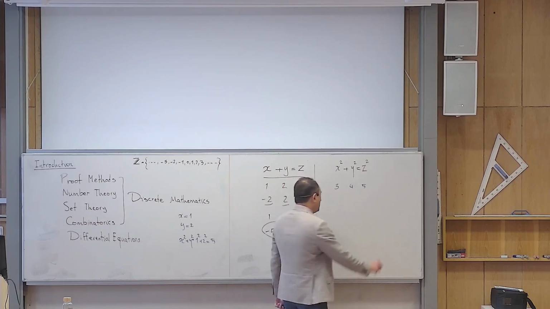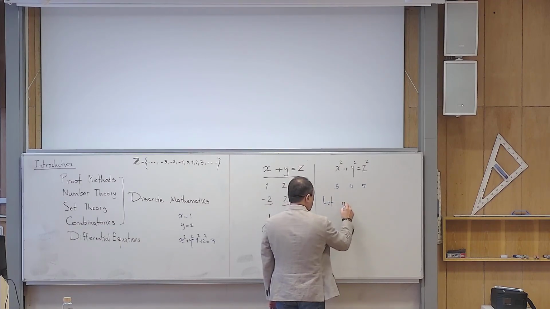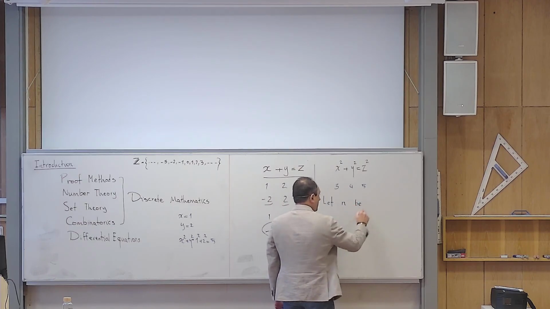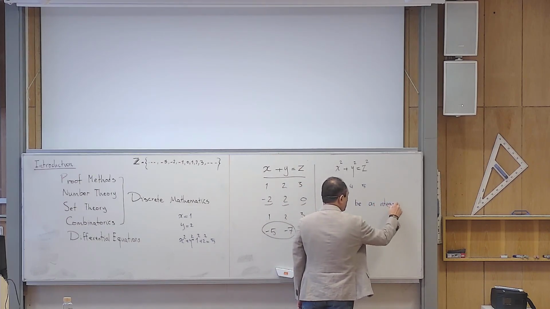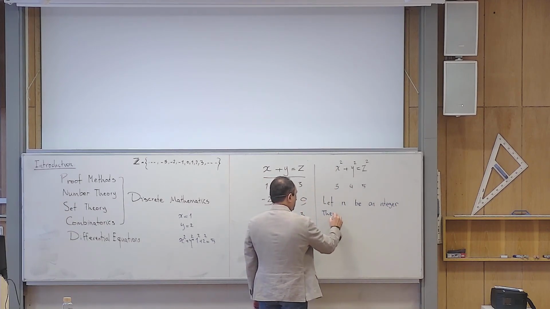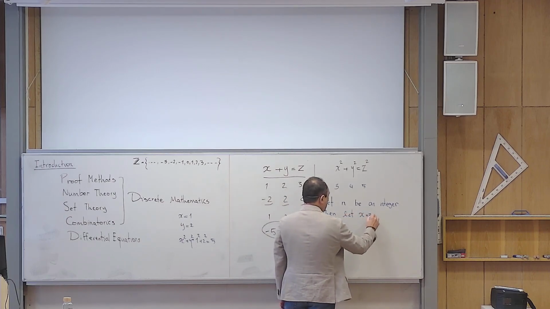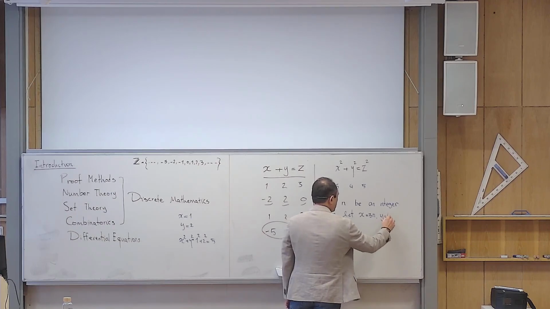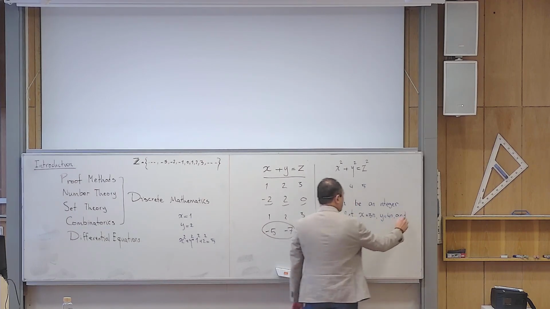And then I would say this is important. In discrete mathematics, you need to write the sentence in a proper way. So I would say let n be an integer. This needs to be written down. Then let, for example, x be equal to 3n, y be equal to 4n, and z be equal to 5n.